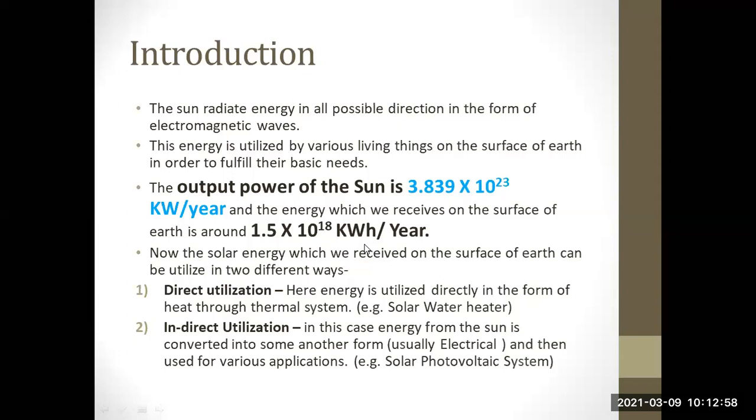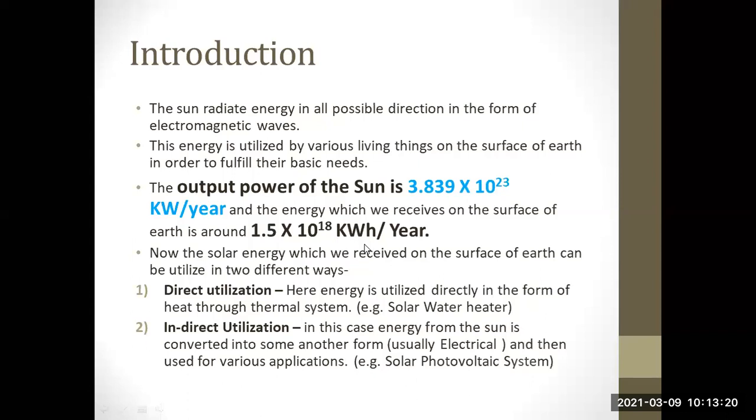So in a solar water heater, what will we do? The energy available to us through the sun in the form of, say, heat energy, we are going to utilize directly without converting its form. In the same way, there is another aspect or domain for the application, or utilization, of that energy, that is indirect utilization.